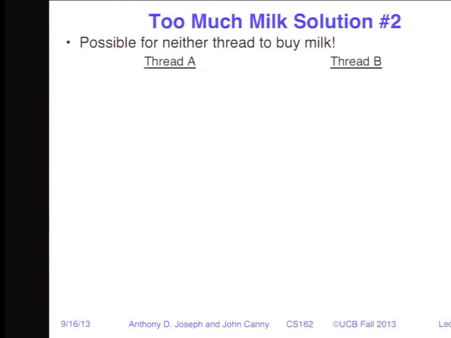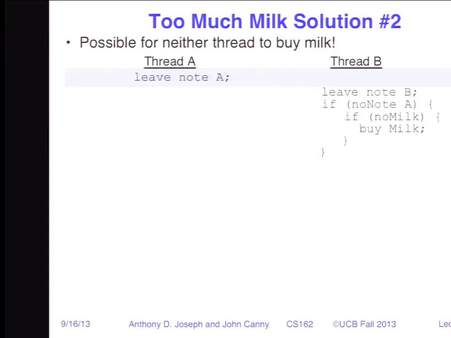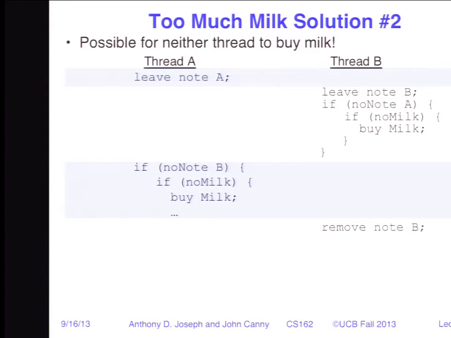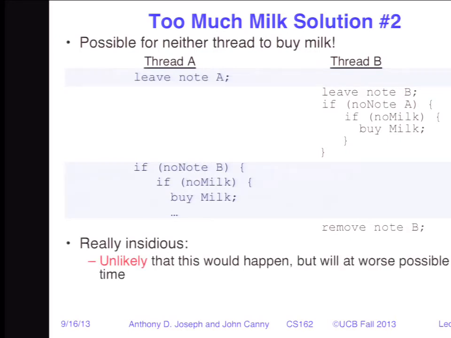Right? So you can have thread A run and leave a note A. Then you can have thread B run, leave note B, see that there is a note A, and so exit the system. And then before it exits, rather, and removes its note B, thread A runs now and sees that there's a note B. So it exits, and then we can context switch back, remove note B, and then remove note A.